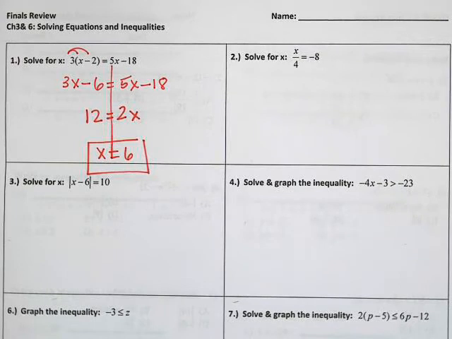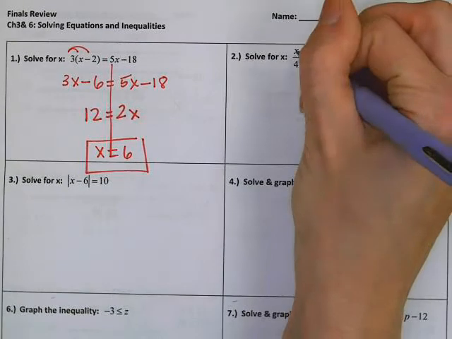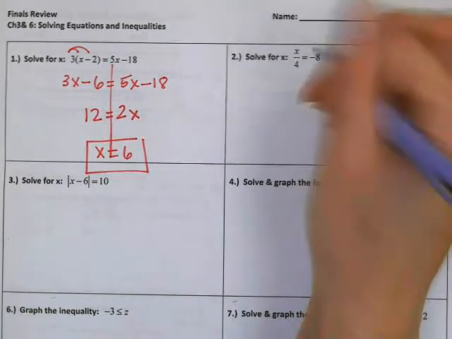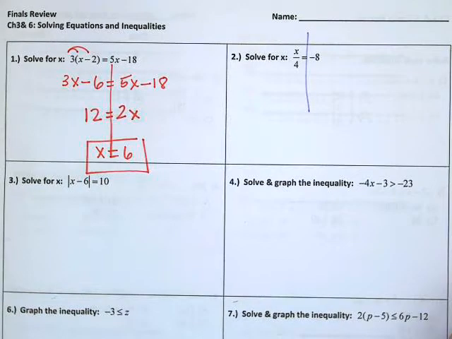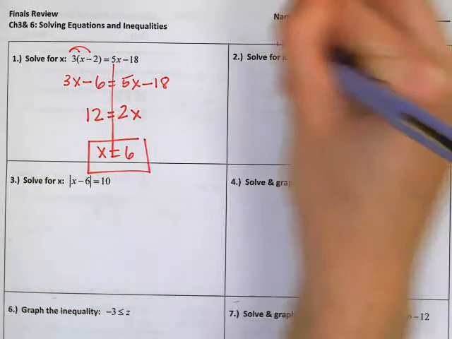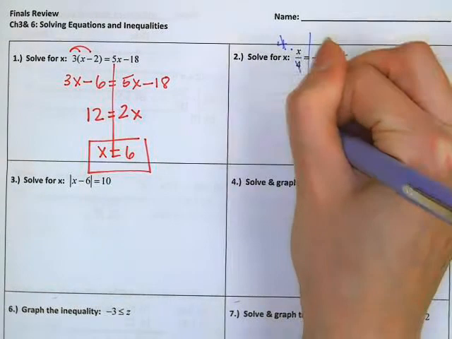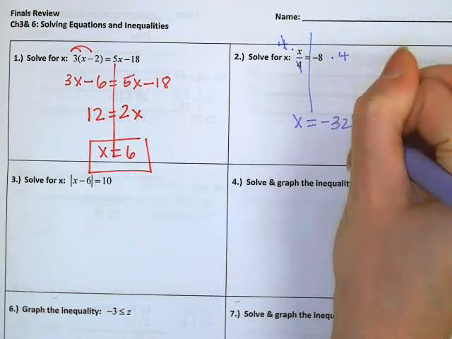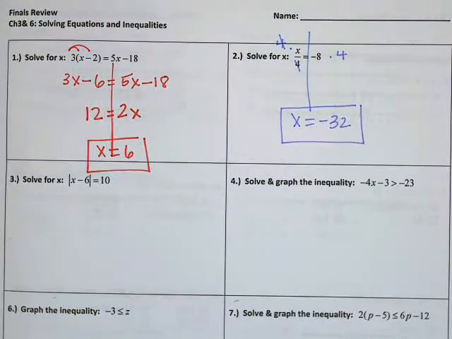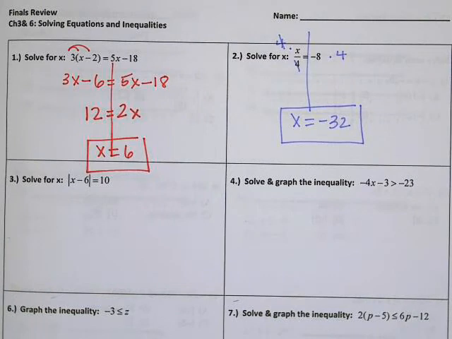So I'm not going to do every little step. You guys can kind of fill in the blanks. All right, number 2, how do we undo dividing by 4? So we draw the wall. To undo dividing by 4, we multiply by 4. And these cancel. We end up getting x equals negative 32. So some of these are going to be really easy, some will be a little harder.